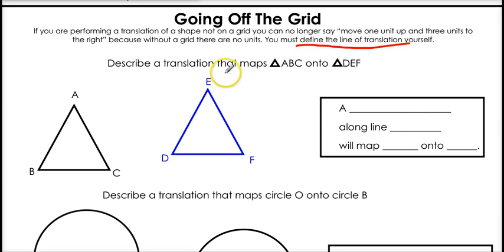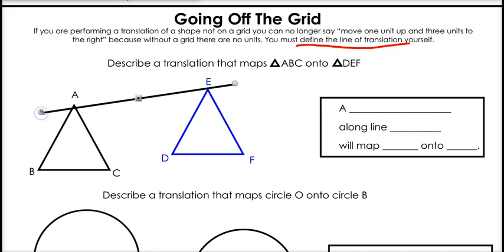So we want to describe a translation that maps ABC onto DEF. We want to get this triangle on top of this triangle. How do we do it? All right, so this is what you do. You pick 2 points. What's going to be translated onto what? So A is going to be translated onto E, right? That's what's going to happen. So what you do is you basically just draw a line there. We draw a line through A and E.